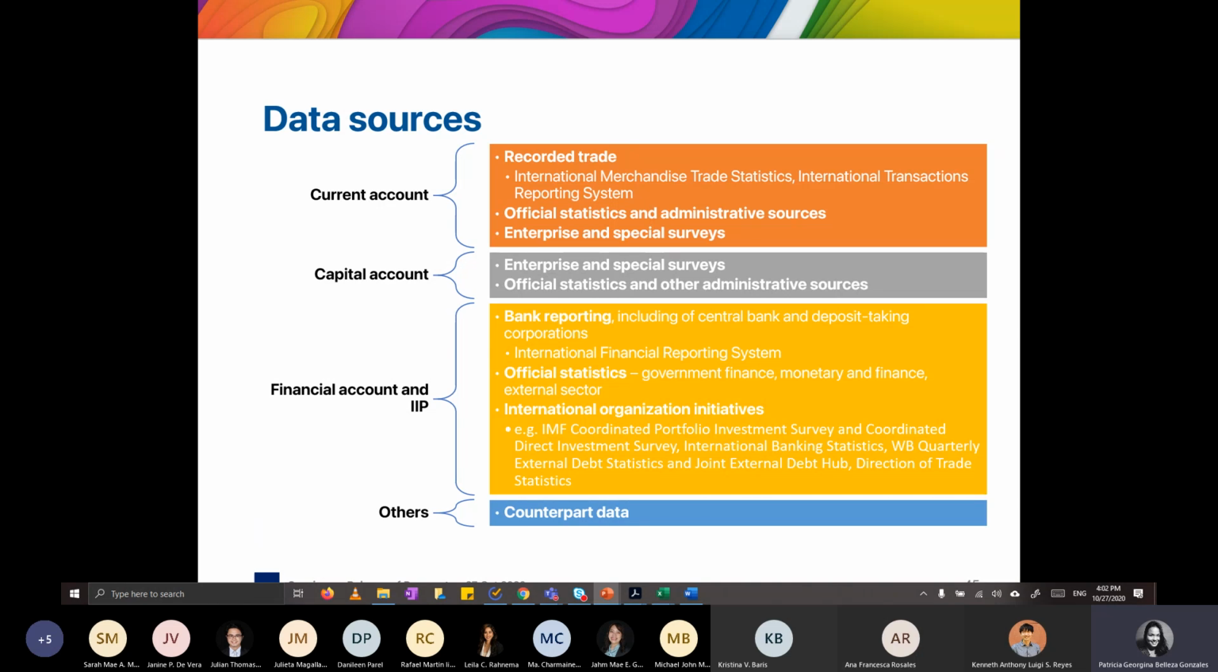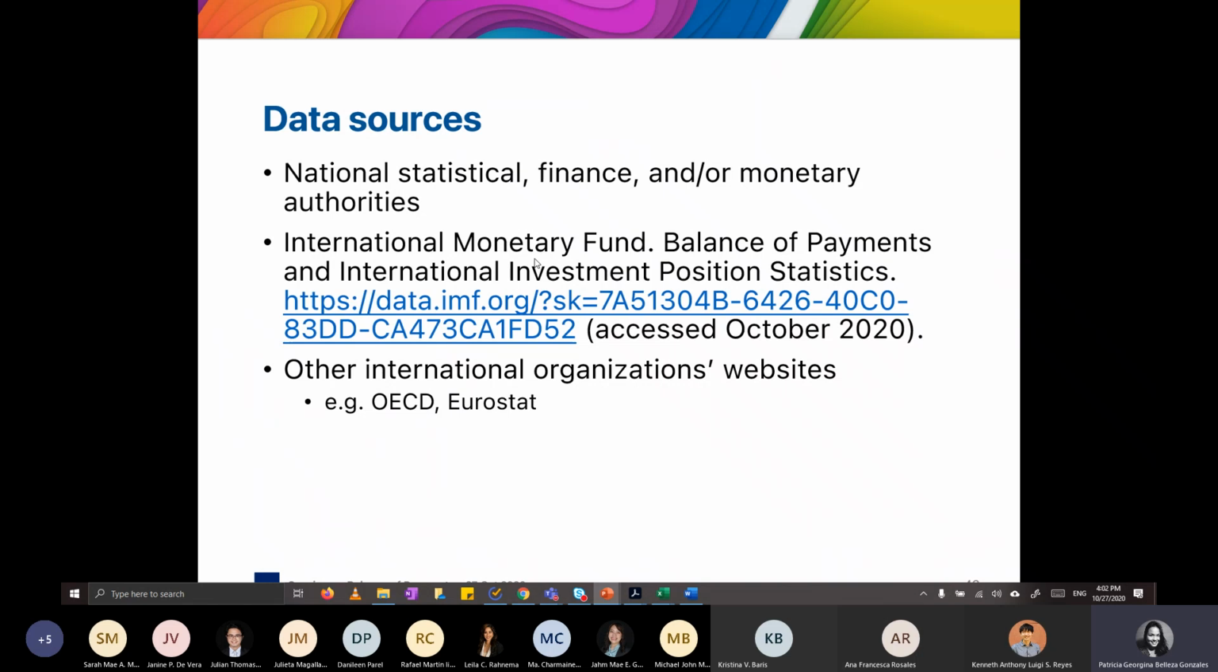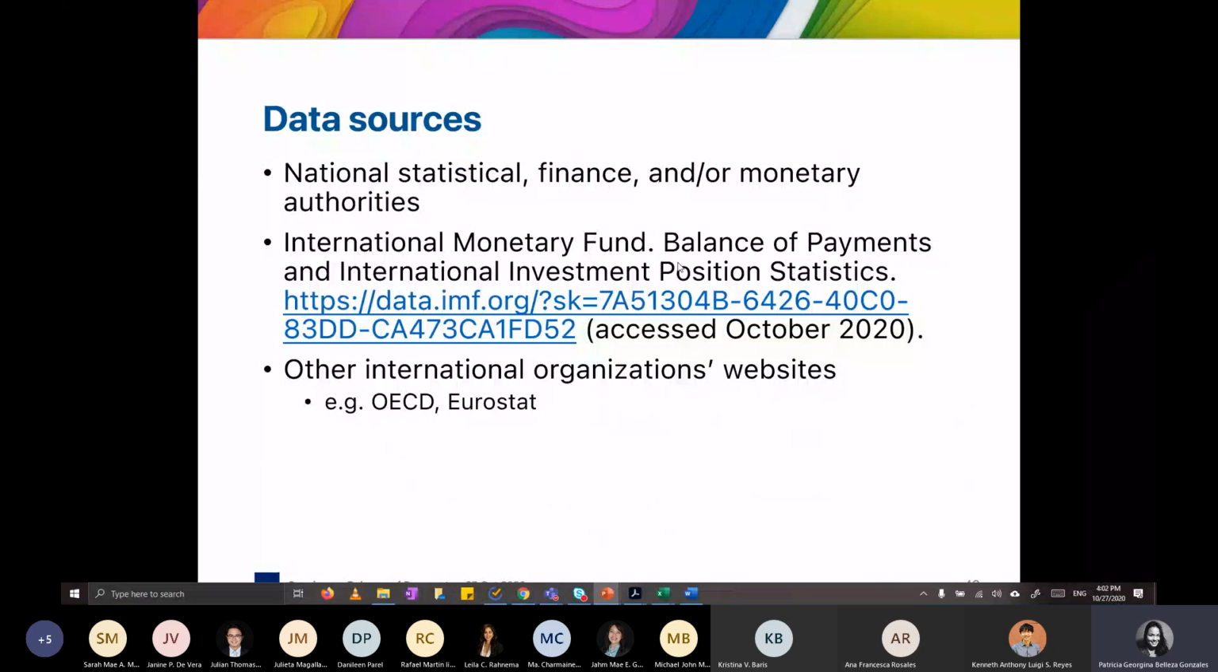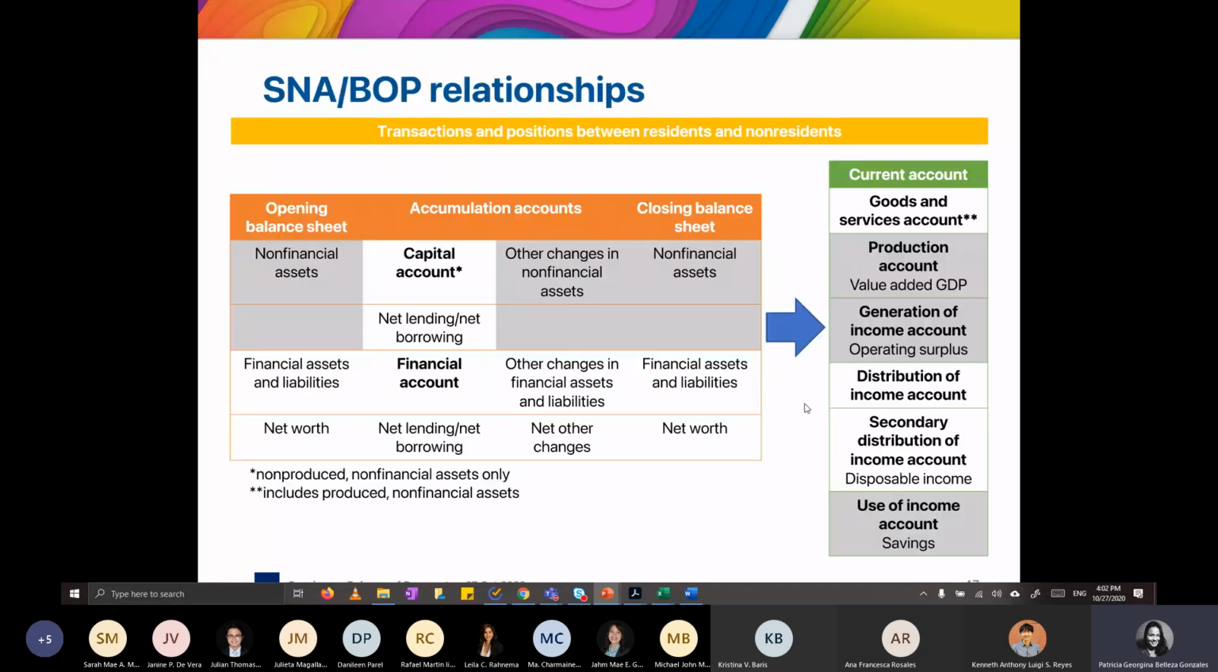They tend to use bilateral data compiled on them from their counterpart economy and just reverse the values so that it is now from their perspective. So yeah, summary, these are the data sources. And if you're interested in looking further into the BOP data, this is where you can find most of the countries' BOP data. It's an IMF database, and then other international organizations' websites like OECD and Eurostat.